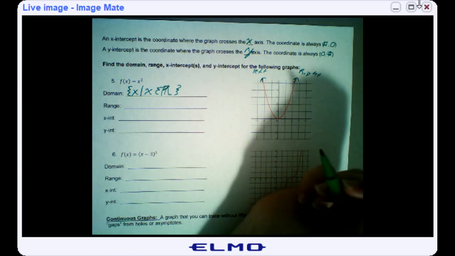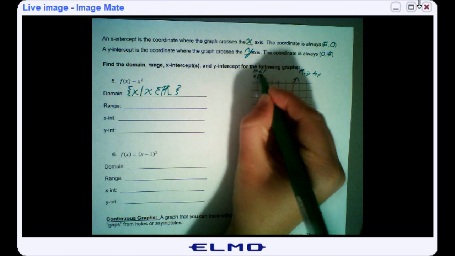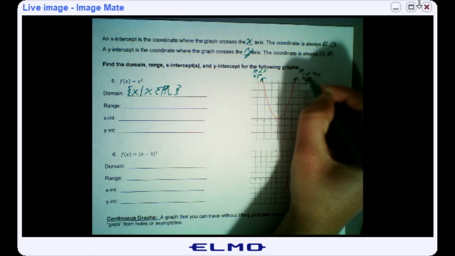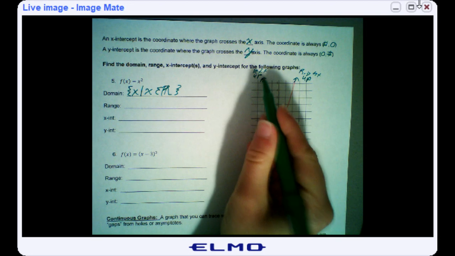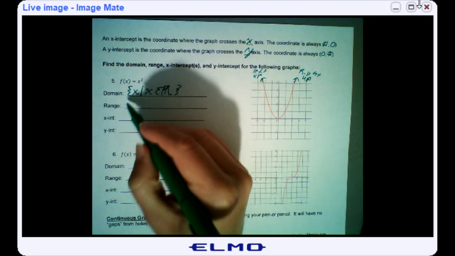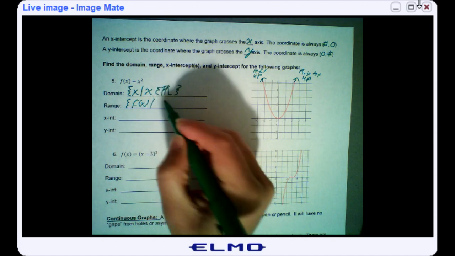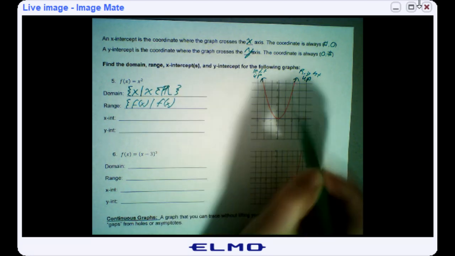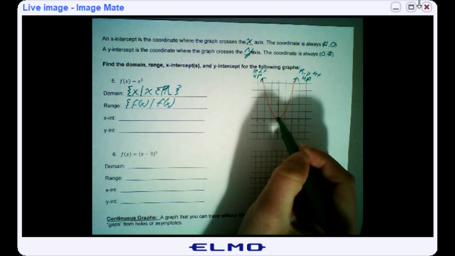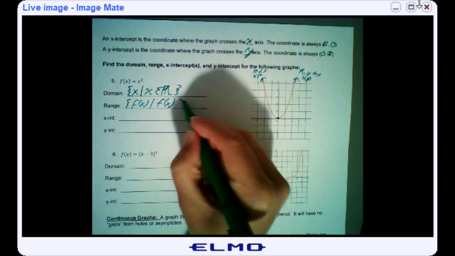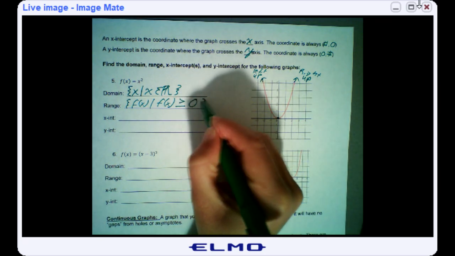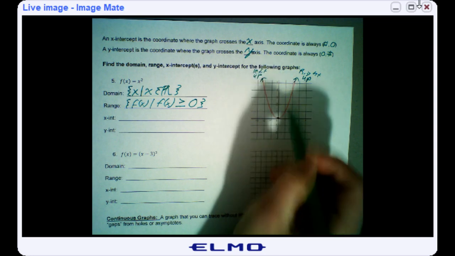For my range, this arrow points up and this one points up. Therefore, it cannot be all real numbers. I can't go down forever. So we're going to have f of x, or you could use y. The lowest point I have is 0. That's as far down as I'm able to go. So it's going to be greater than or equal to 0 because I'm allowed to go up forever.